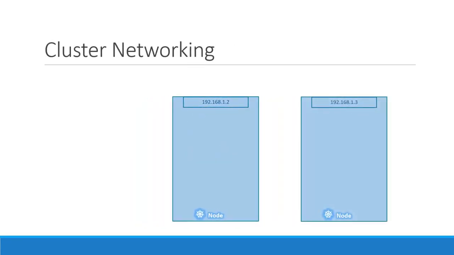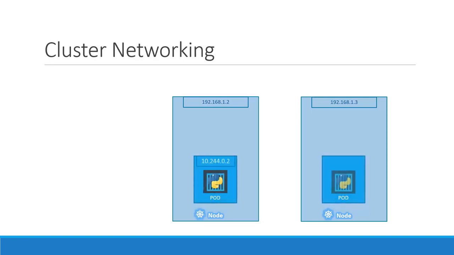So it's all easy and simple to understand when it comes to networking on a single node, but how does it work when you have multiple nodes in your cluster? In this case, we have two nodes running Kubernetes, and they have IP addresses 192.168.1.2 and 1.3 assigned to them. Note that they are not part of the cluster yet. Each of them has a single pod deployed.